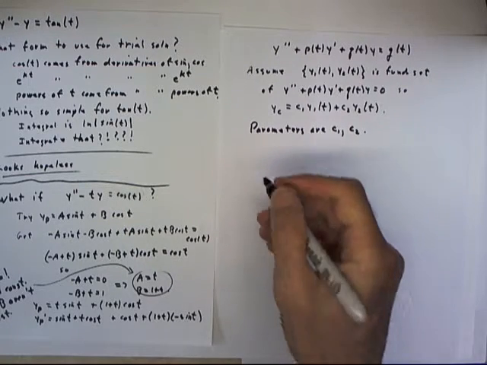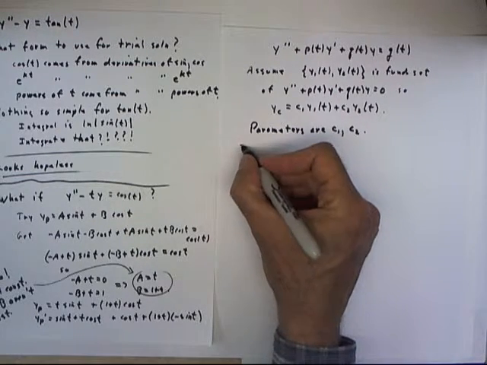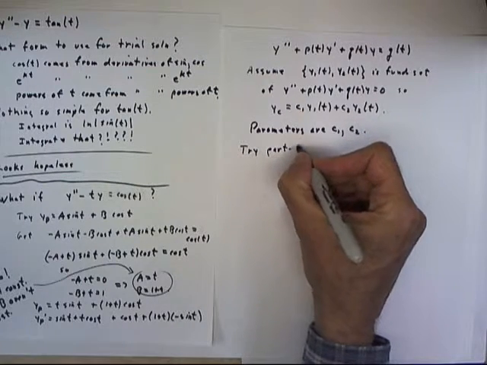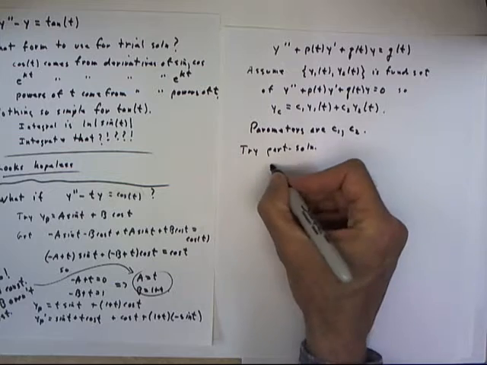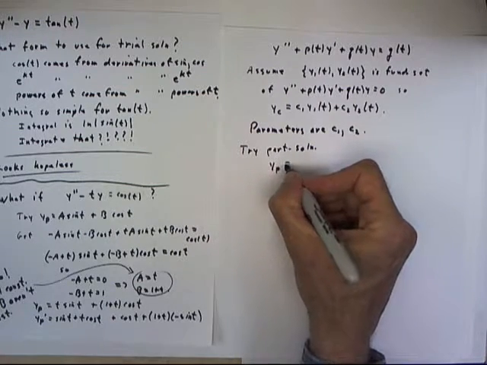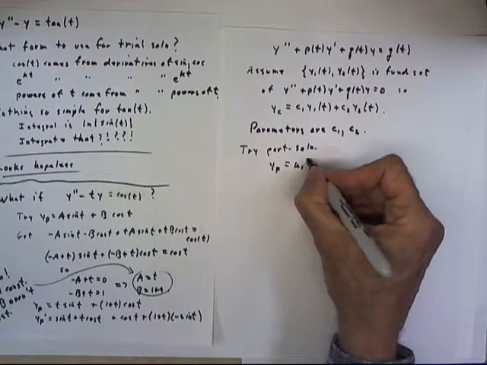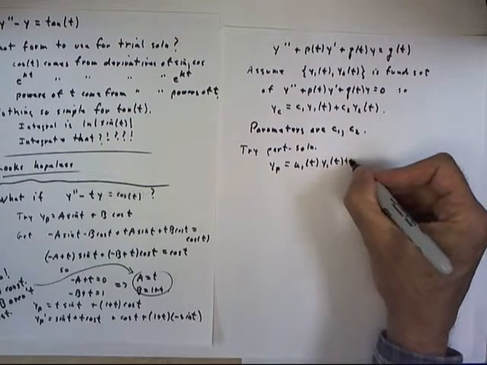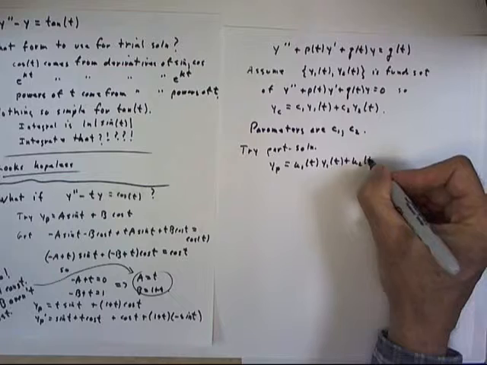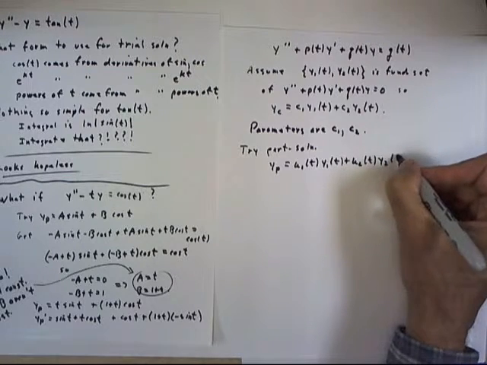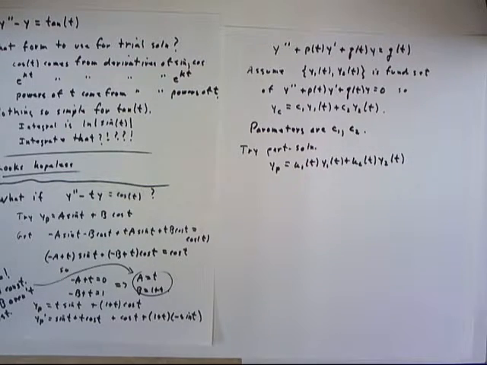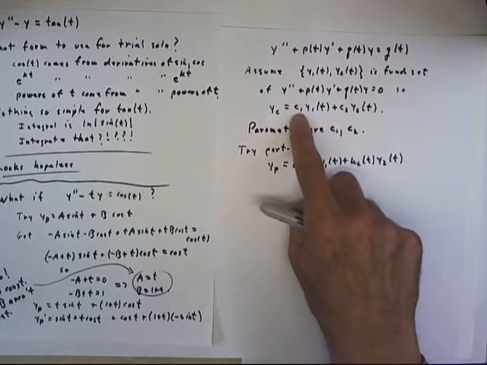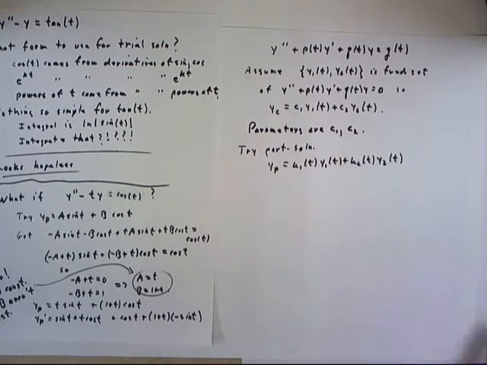So let's try a particular solution. Yp equal u1 of t, y1 of t, plus u2 of t, y2 of t, where the u1 and u2 are functions of t that have replaced our constants here.